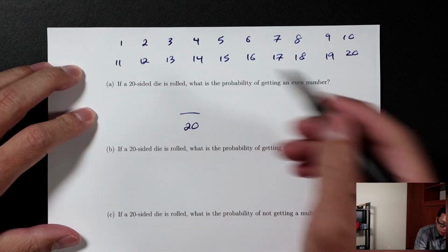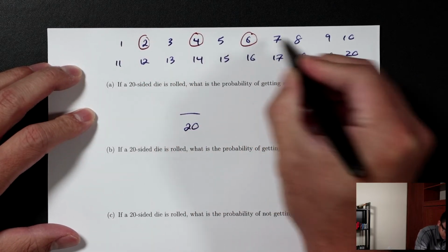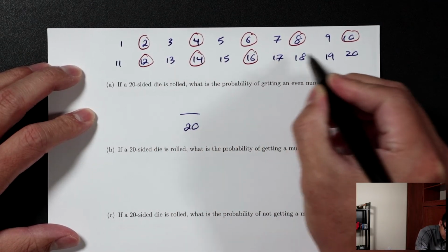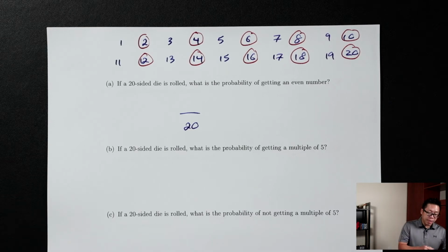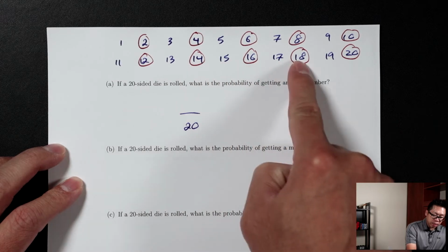So even, just count by 2s. So 2, 4, 6, 8, 10, 12, 14, 16, 18, 20. So those circled numbers are all the even numbers. How many are there? 1, 2, 3, 4, 5, 6, 7, 8, 9, 10.